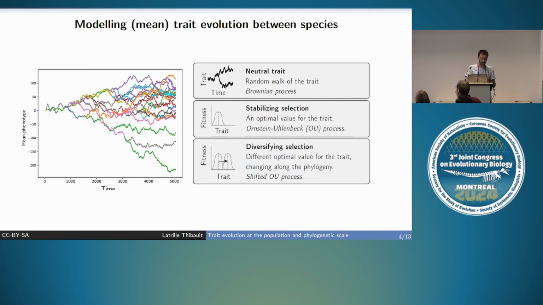And if you want to have changing selection, what we would call diversifying selection, you would have shifted optimal values that change along the phylogeny. You can have different optima, so two or more, and that depends on how you want to model it. So this is typically how it's done, and you usually look at one mean trait value per species.